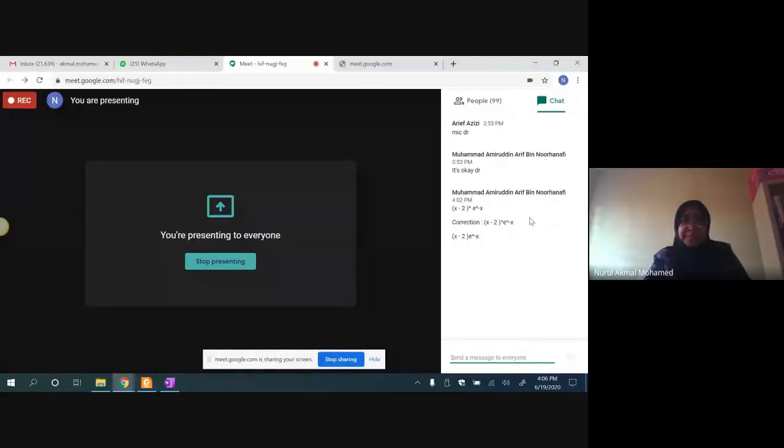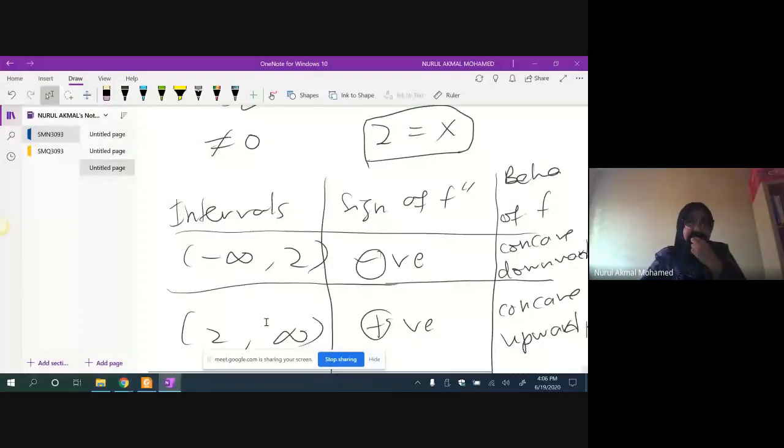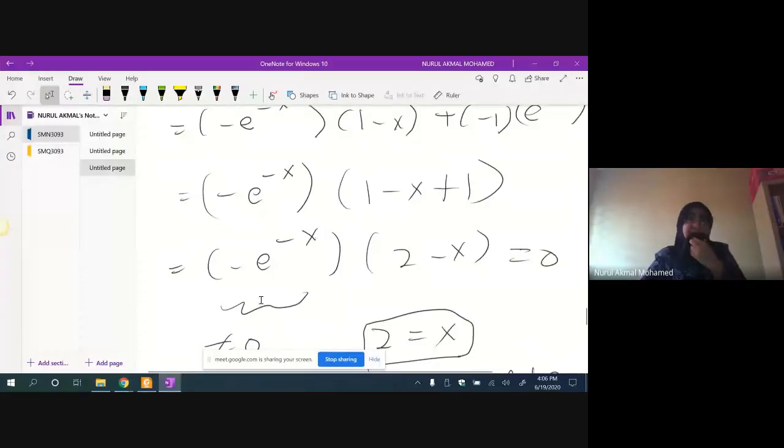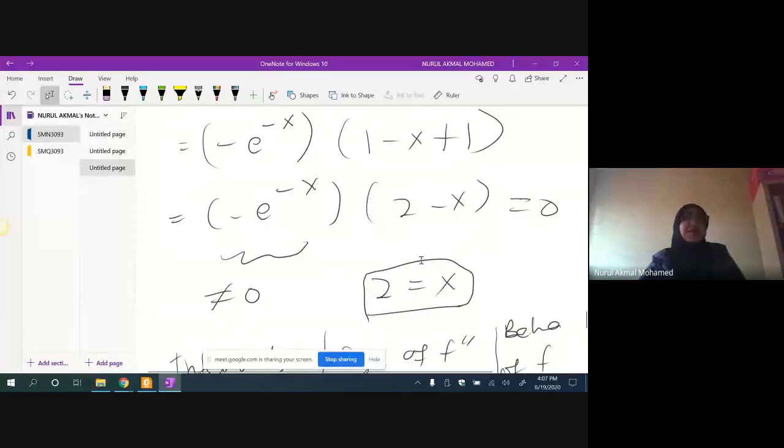Correction: it is x minus 2 times e to the power of negative x. It's the same, because here I have negative. If we have positive here, it will be x minus 2. It's just the same. Whatever it is, we'll still have x equal to 2 as the inflection point.